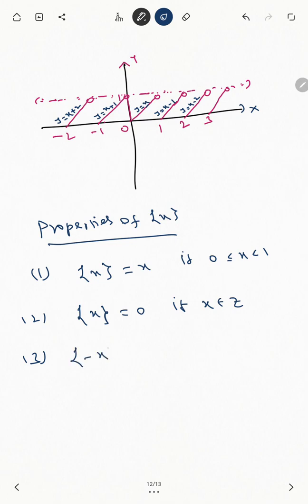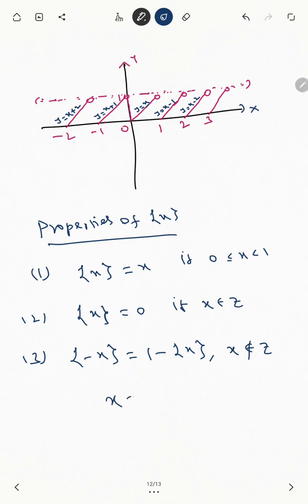Fractional part of minus x is equal to 1 minus fractional part of x, if x is non-integer, that is, x does not belong to Z. Does not belong to Z means non-integer. Point number 2, x is integer. Is it clear?